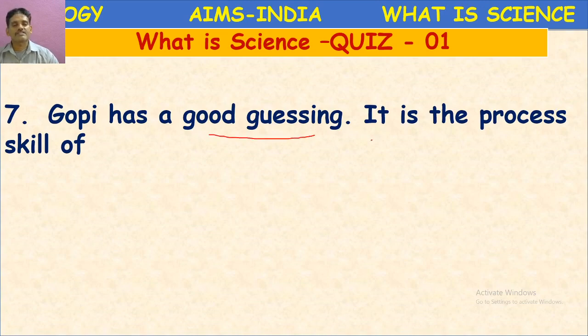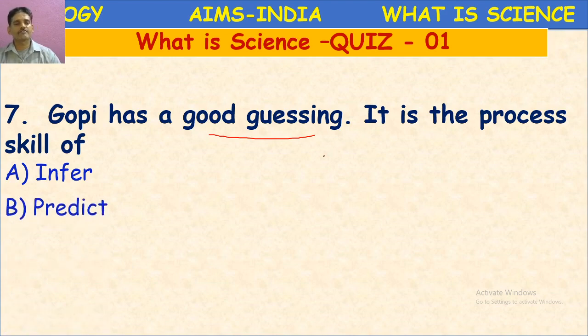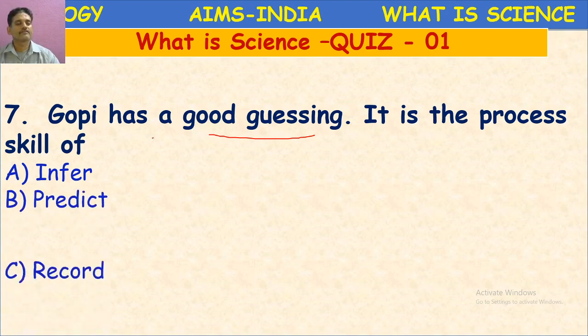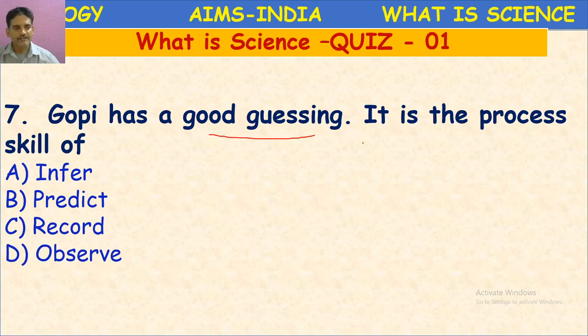Next, Gopi has good guessing. It is the process skill. What is that process skill? Guessing. About process skills, tomorrow's class in detail we are going to discuss. So guessing, what is the synonym of guessing? Simply, okay, here infer, predict, record, observe. What is the right answer? Yes, your prediction is correct. Prediction, predict. Guessing is predicting.